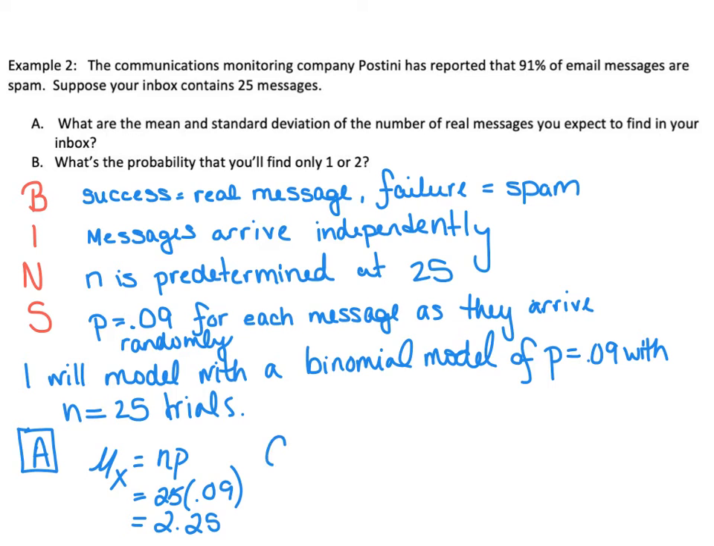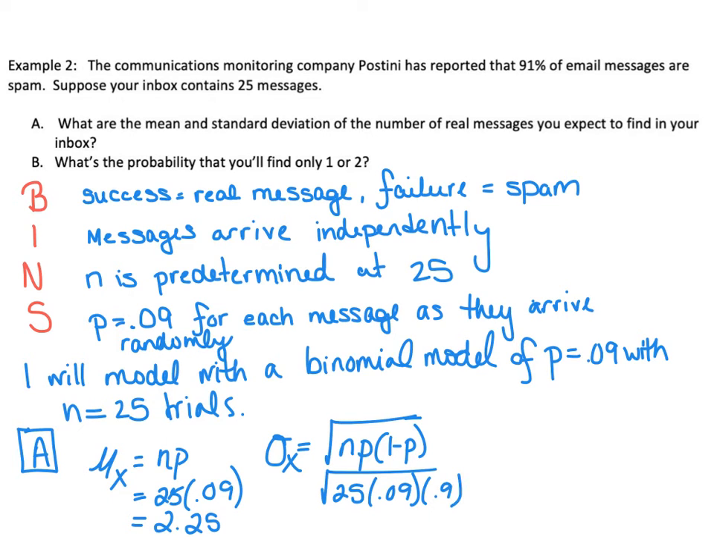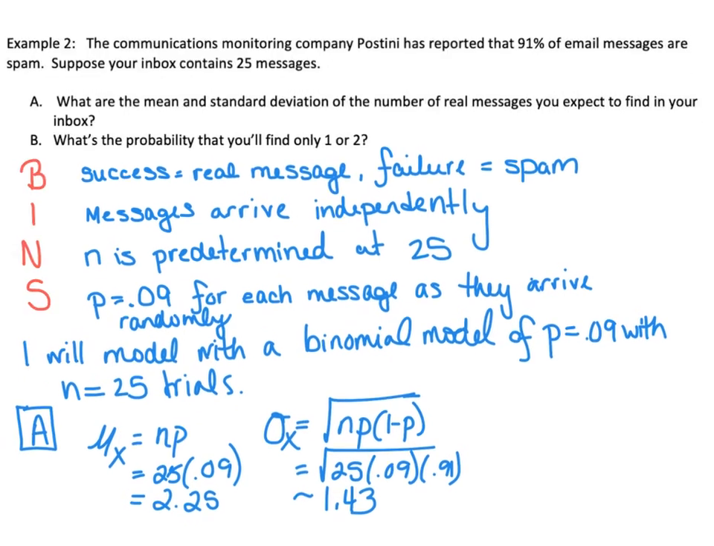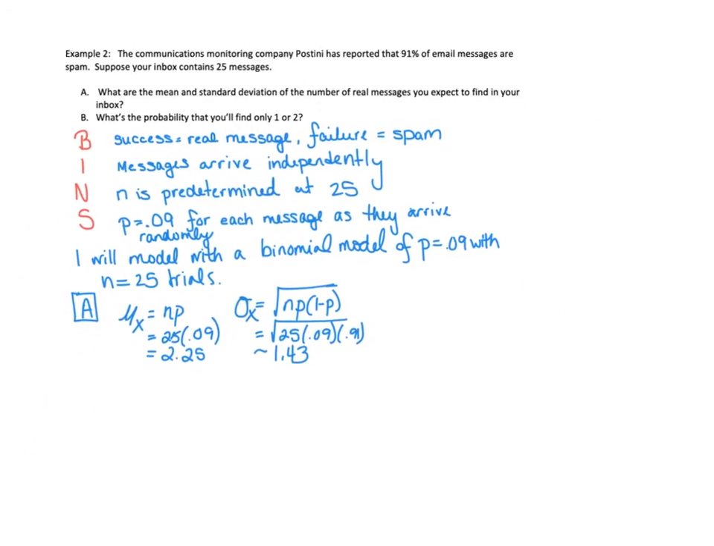And then I'm going to find my standard deviation, which is the square root of n times p times the probability of a failure. So the number of trials times successes times failures. So 25 times 0.09 times 0.91, and then we take the square root of that, is approximately 1.43. I will put that into context in a sentence in just a second, but let's first answer part B.